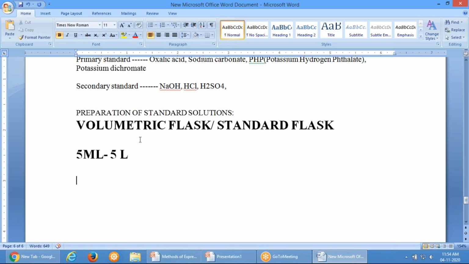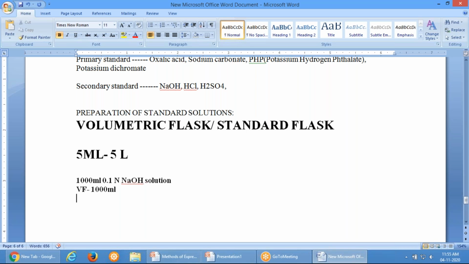We have taken volumetric flask. Today we are going to prepare 1000 ml of 0.1 normal sodium hydroxide solution. This is a secondary standard, right? Sodium hydroxide is a secondary standard. You need to prepare 1000 ml of 0.1 normal sodium hydroxide solution. So what are the glasswares required? We need a volumetric flask, of 1000 ml capacity.